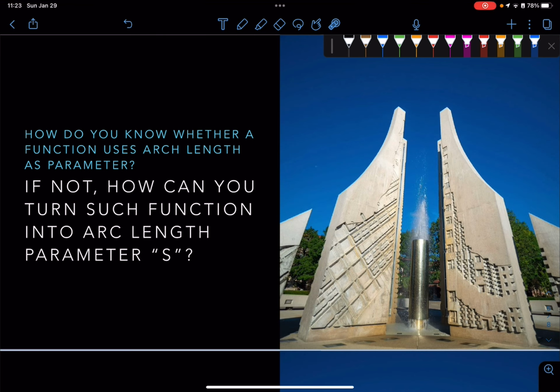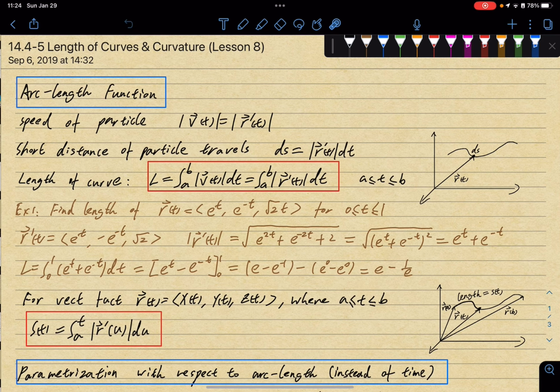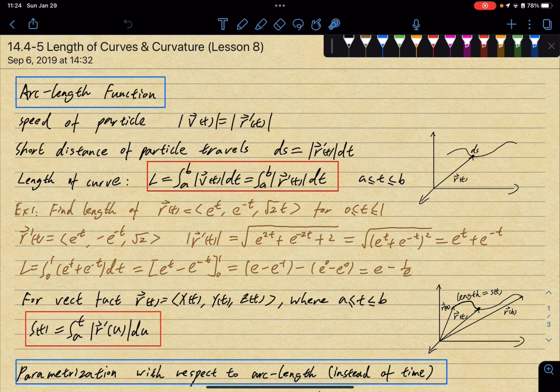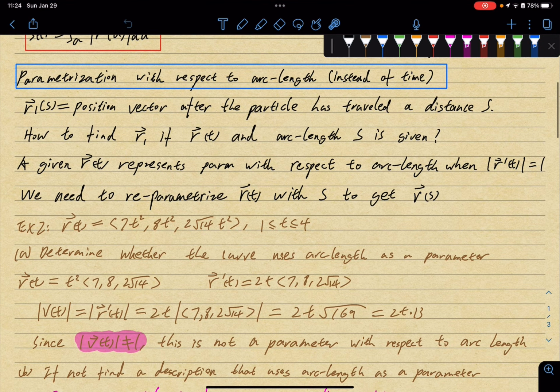I'm going to return to my handy notes here, on length of curve and curvature. For each video I have lecture notes. I don't usually show you, but I will whenever it's necessary. So here you have the arc length equation, which I think you already know. This is what I was talking about: parametrization with respect to arc length instead of time.